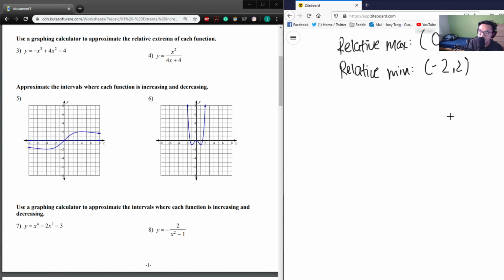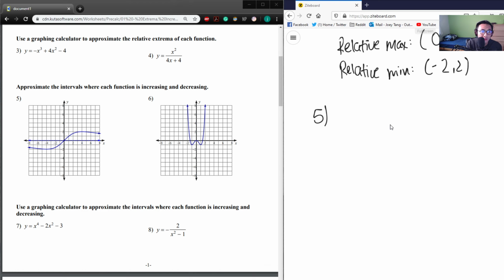So let's do number 5. Let's look at our graph here. This is heading towards, I believe, positive infinity, and this is heading towards negative infinity here. So let's look at the intervals, to approximate the intervals where the function is increasing or decreasing. This isn't technically relative max or relative min. This is the concept of increasing, decreasing. So increasing means that my function is increasing in terms of its y value, or its f of x value, as x increases.